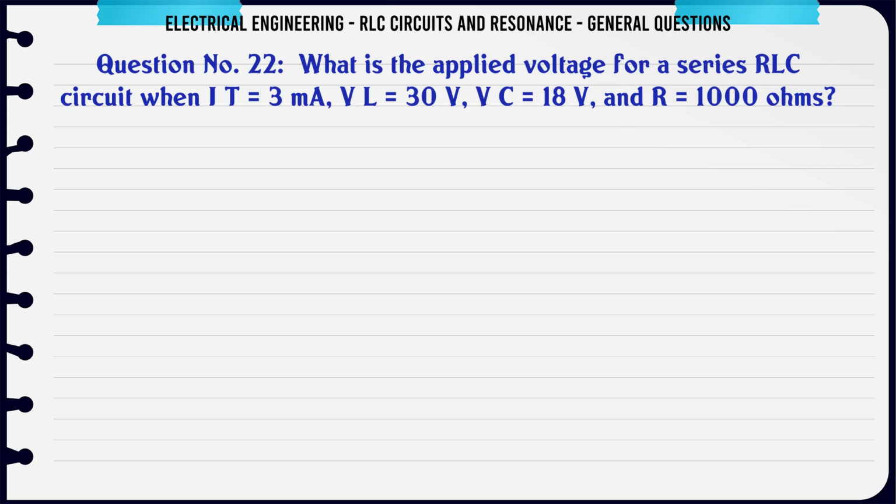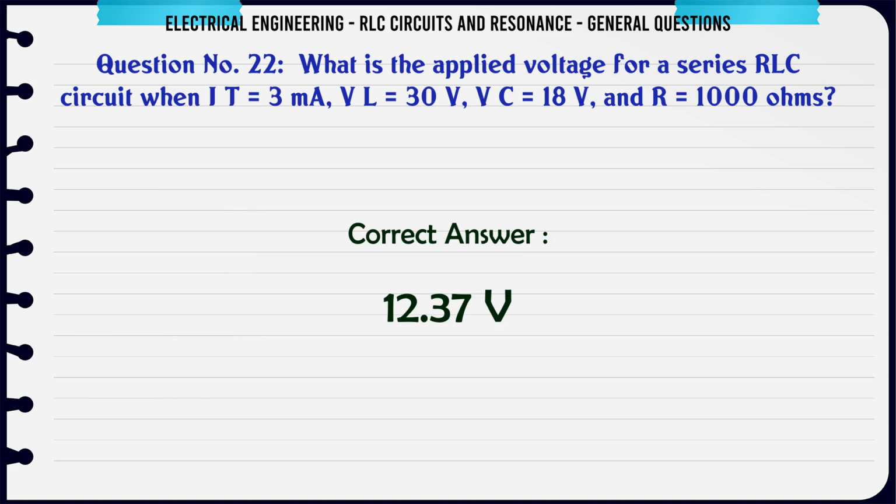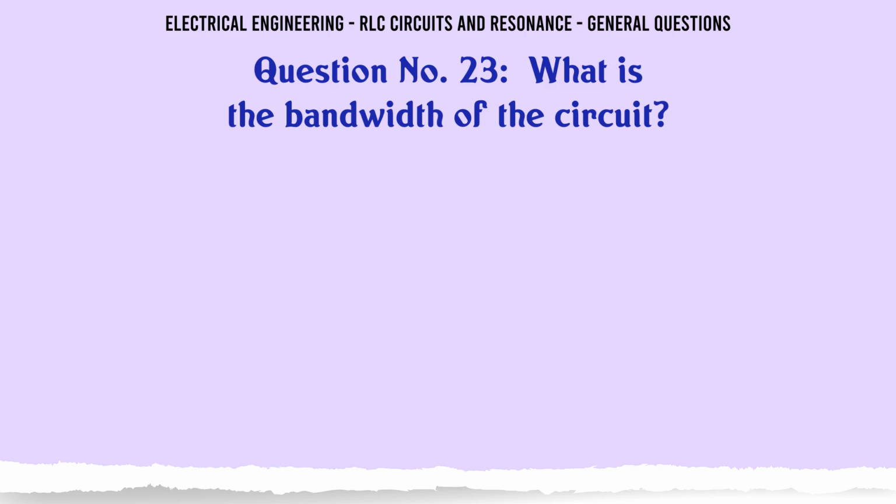What is the applied voltage for a series RLC circuit when IT is 3 mA, VL is 30 V, VC is 18 V and R is 1000 ohms? A 3.00 V, B 12.37 V, C 34.98 V, D 48.00 V. The correct answer is 12.37 V. What is the bandwidth of the circuit?